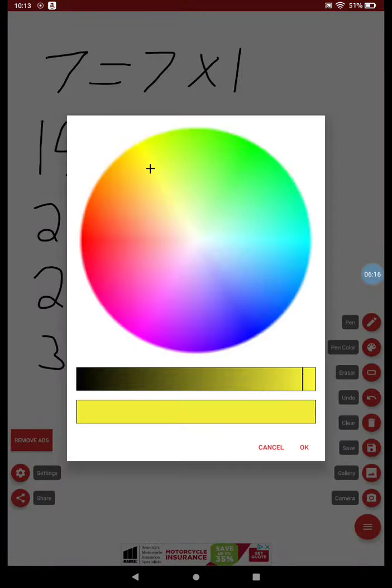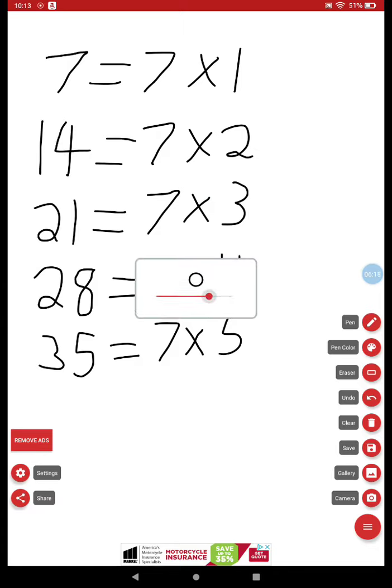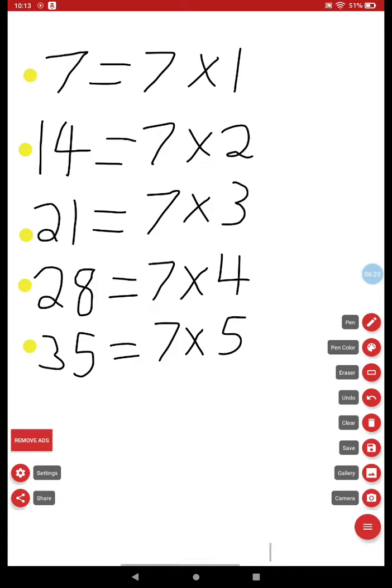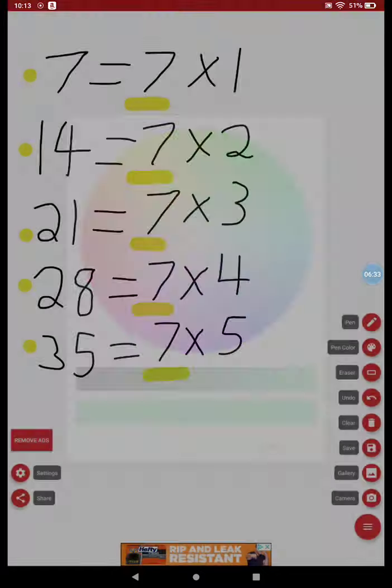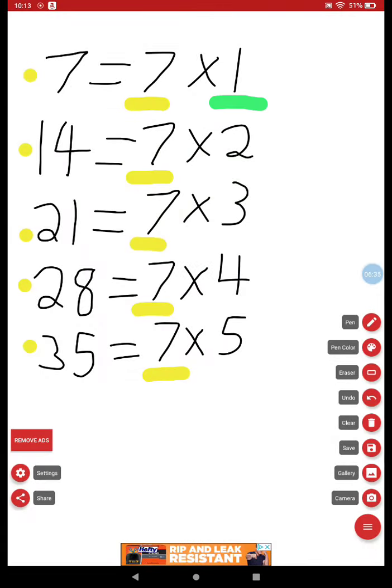Again, guys, did you notice the pattern? This column, I'm just counting up by 7s. In this column, I'm simply going up by increments of 1. I hope you notice the pattern.